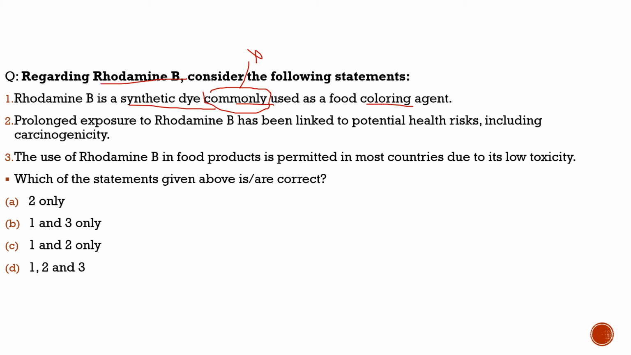Second statement says prolonged exposure to rhodamine B has been linked to potential health risks, including carcinogenicity. 100% correct, nothing wrong with this statement. It does lead to cancer stages. So this statement is 100% true, and that's why it has been banned by many countries, and also the Tamil Nadu government has banned it. And this chemical is mostly found in cotton candy. If you have been to the Tamil Nadu beaches, I have been there, and these cotton candies are very famous in that particular region, and people often eat them on the beach. So this has been very much banned.